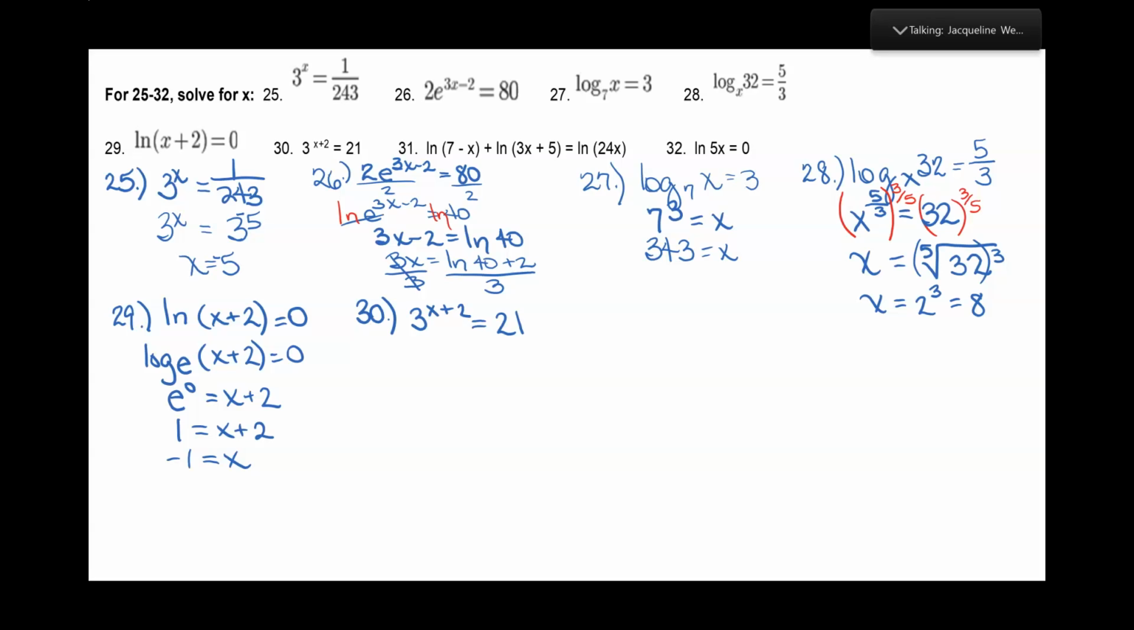All right, look at the next one. So for 30, we have an exponential function again. So what do I want to do to get rid of the exponent?